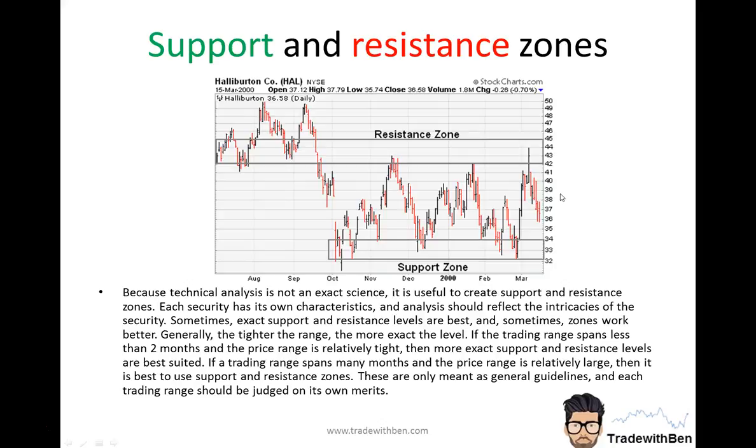Generally, the tighter the range, the more exact the level. If the trading range spans less than 2 months and the price range is relatively tight, the more exact support and resistance levels are best suited. If a trading range spans many months and the price range is relatively large, then it's best to use support and resistance zones. These are only meant as general guidelines, and each trading range should be judged on its own merits.